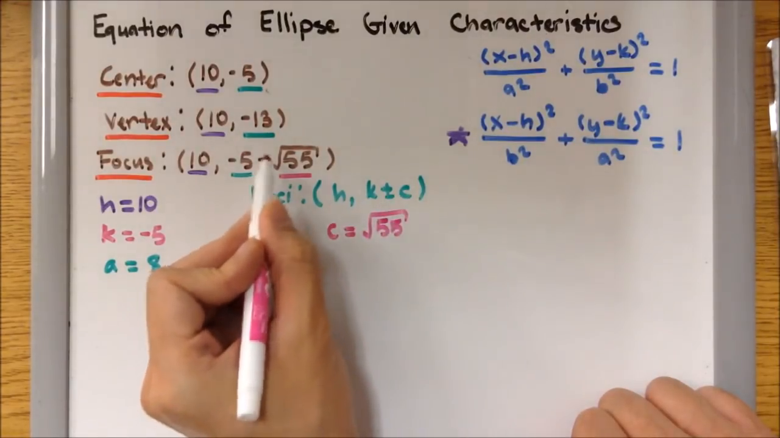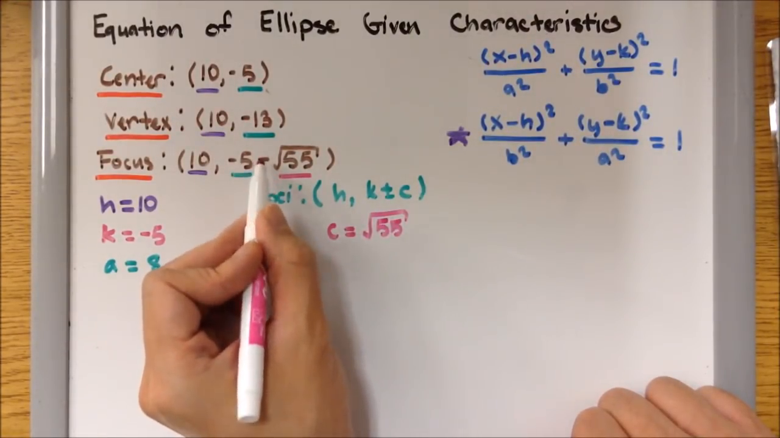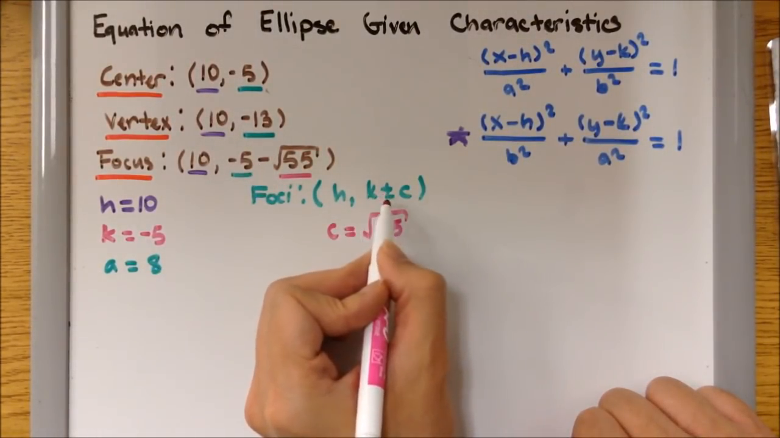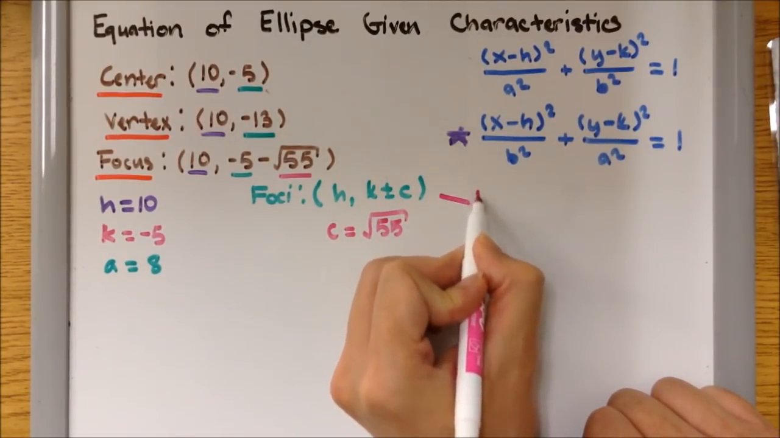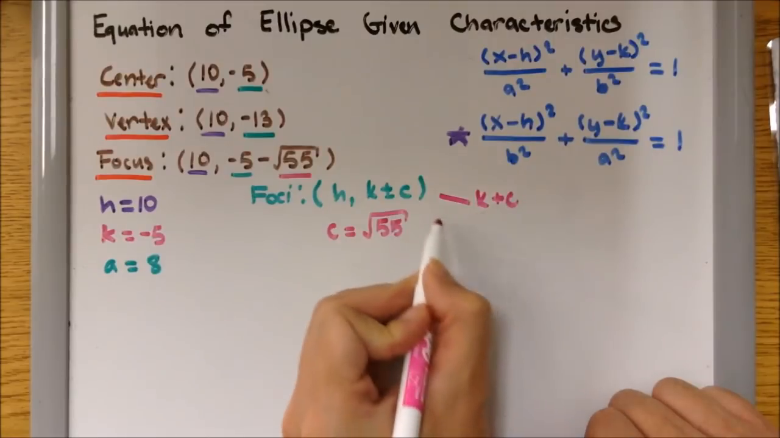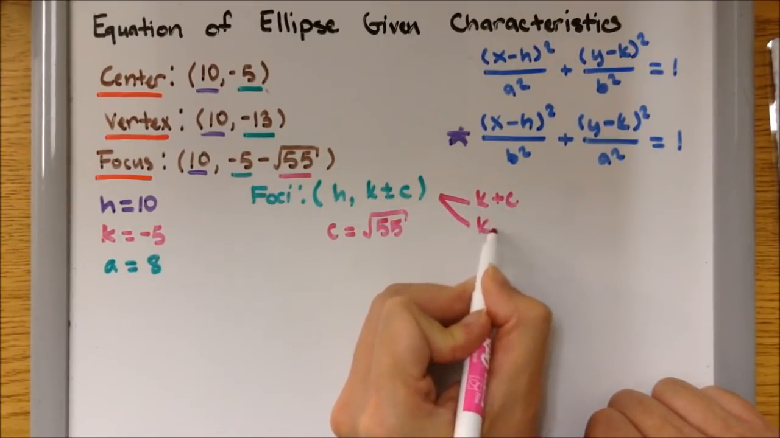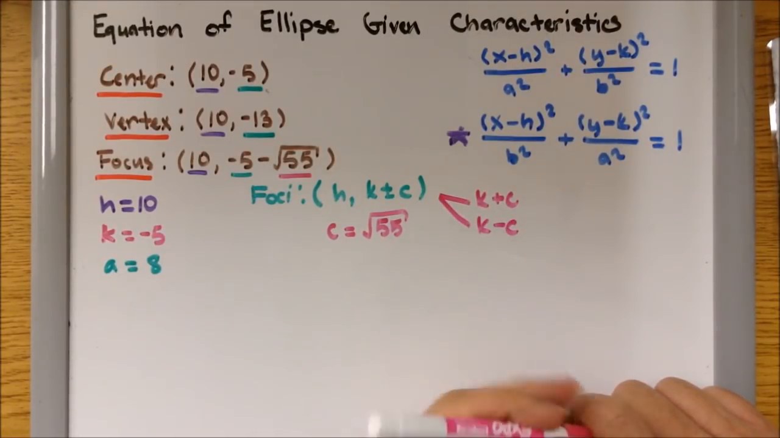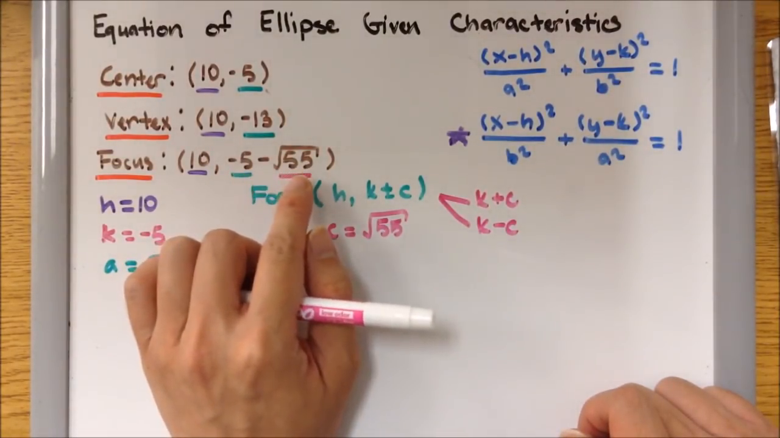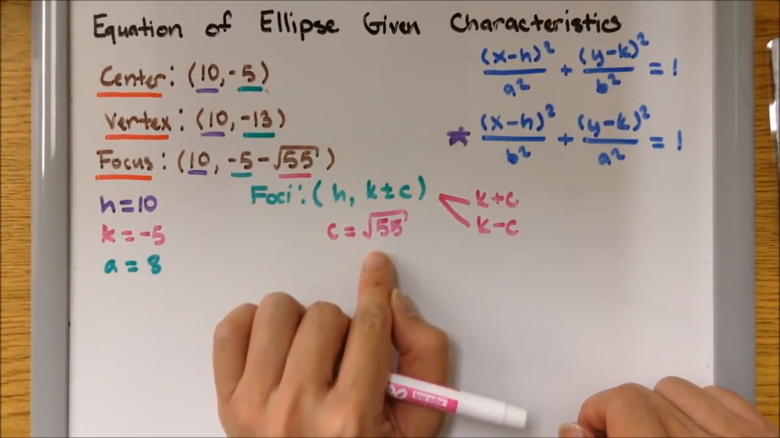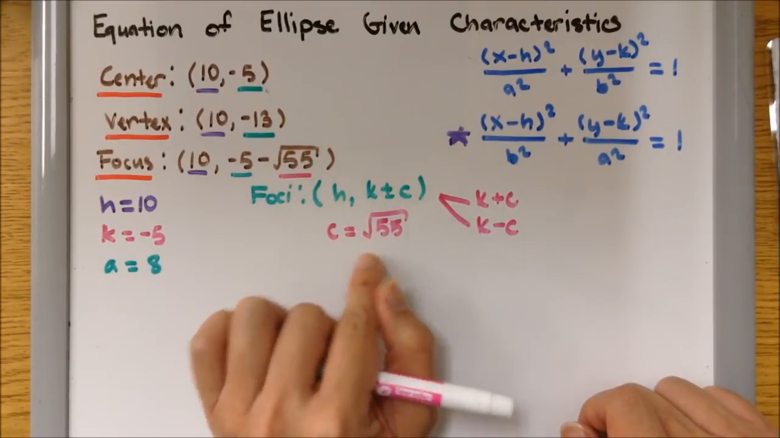You don't have to worry about the sign of it, even though this is minus. You see how it has k plus minus c? That means that you are going to have 2 points: k plus c, and then k minus c. So in this example, they were using the k minus c. That's why we have -5 minus square root of 55. But we aren't going to worry about the square root of 55 for c.